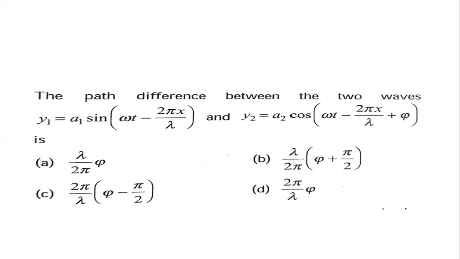See, what you have to calculate is path difference. The two waves are given. Very simple question. When the two wave expressions are given, using that you can find out the phase difference. And once you know phase difference, you can directly find out the path difference. Yes, there is a relationship between phase difference and path difference. Now let us see the solution.